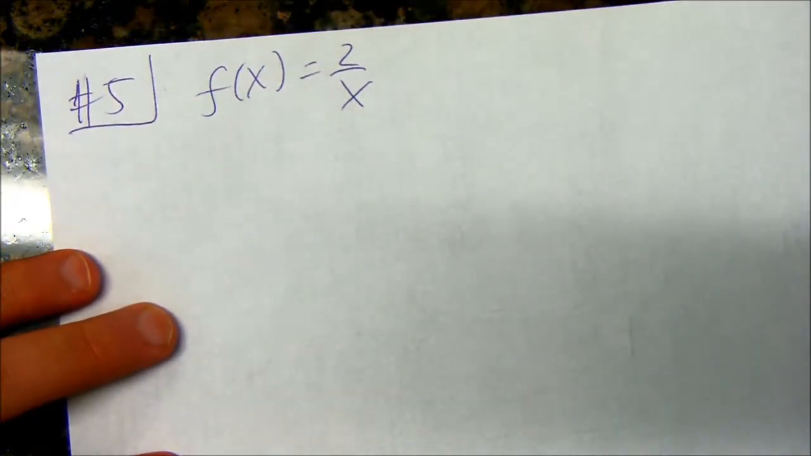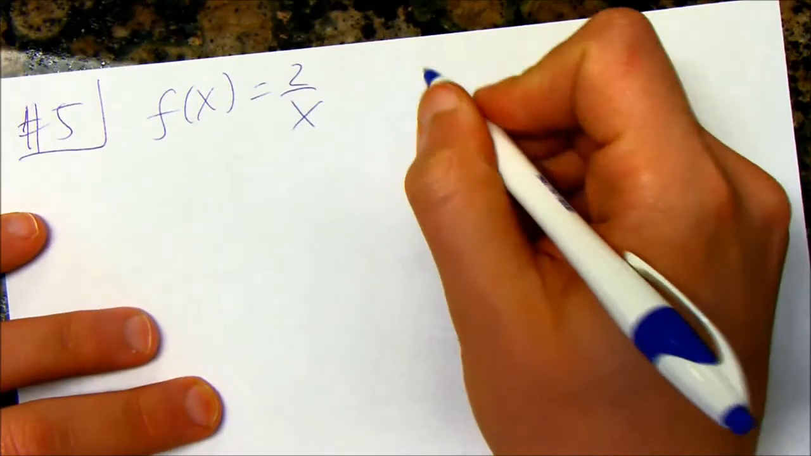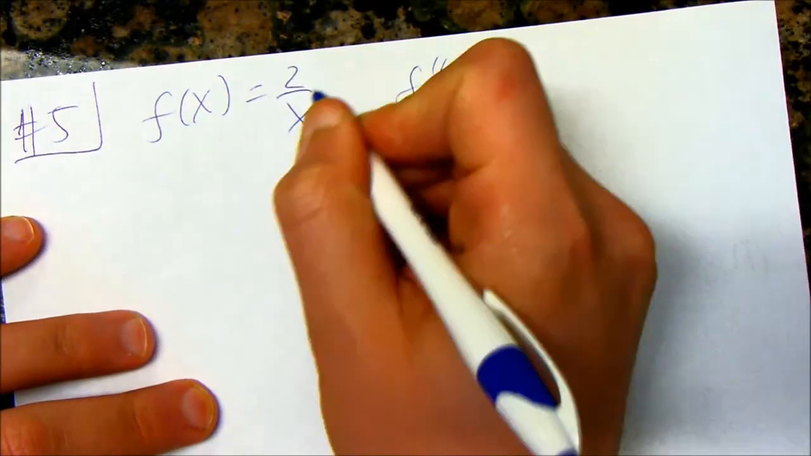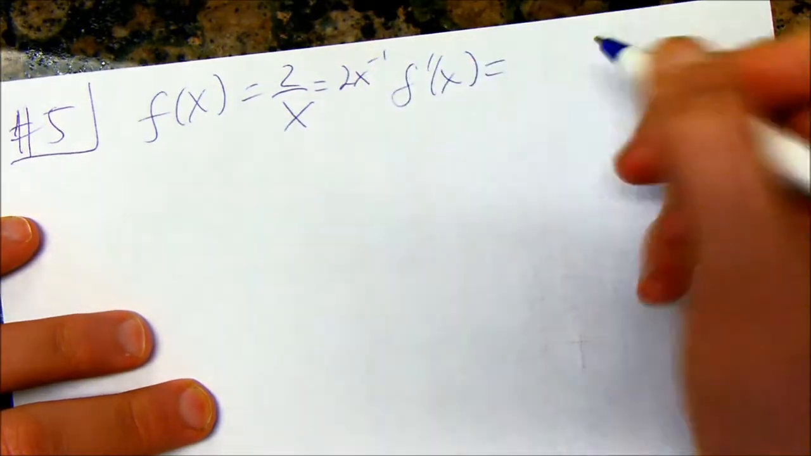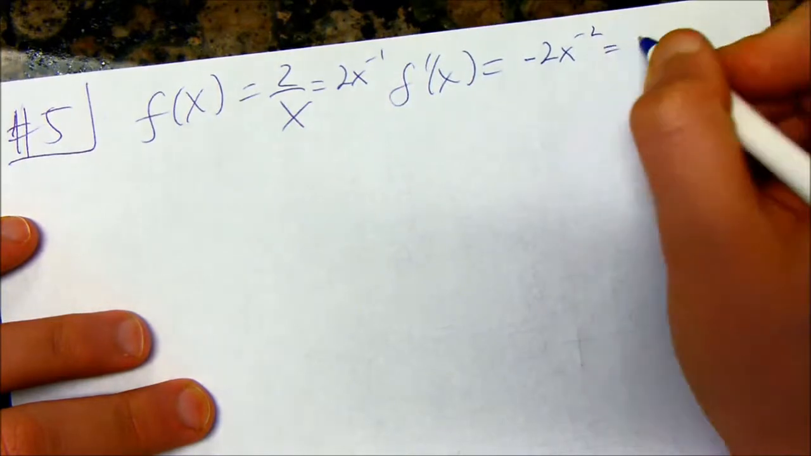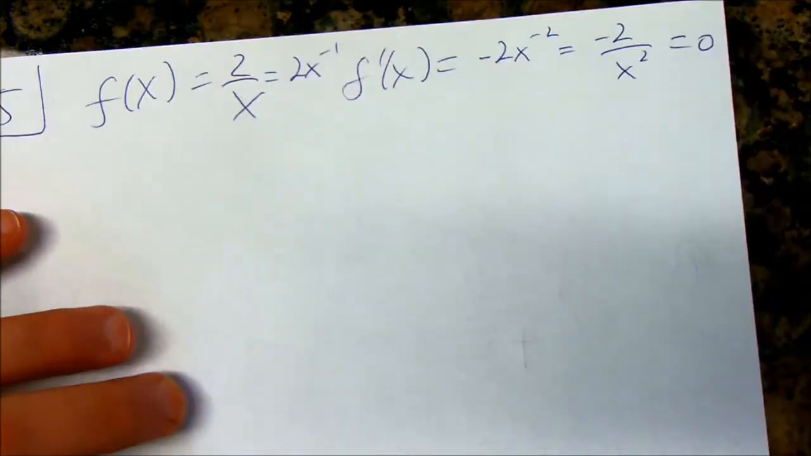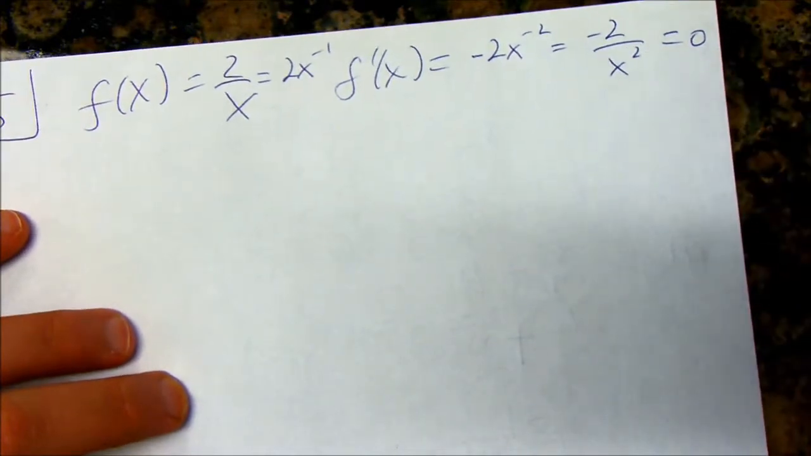So I want to figure out where the local extrema are. To do that, I take the derivative, as we've done. Again, 2x to the negative 1, so I get negative 2x to the negative 2, equals negative 2 over x squared, and set it equal to 0. What I find is that there's no x value that's going to make this 0.